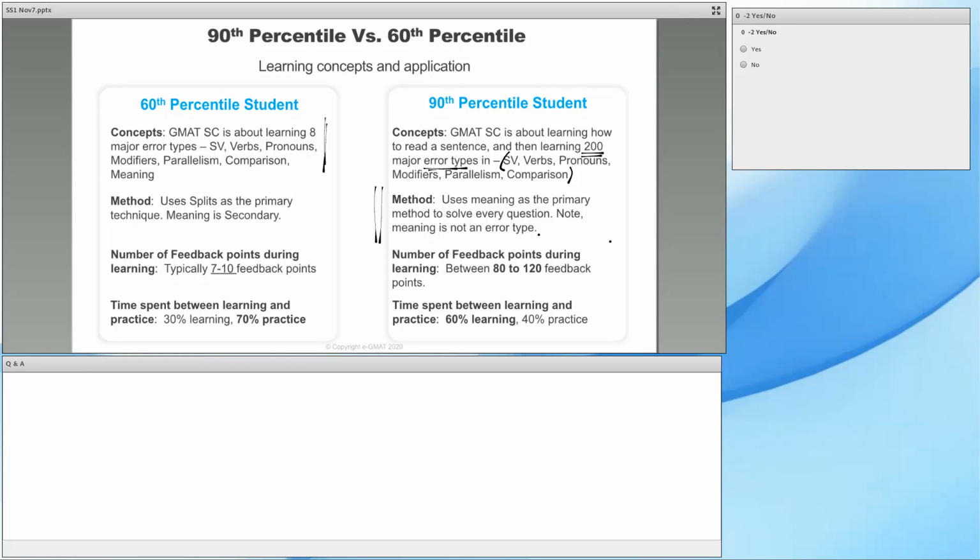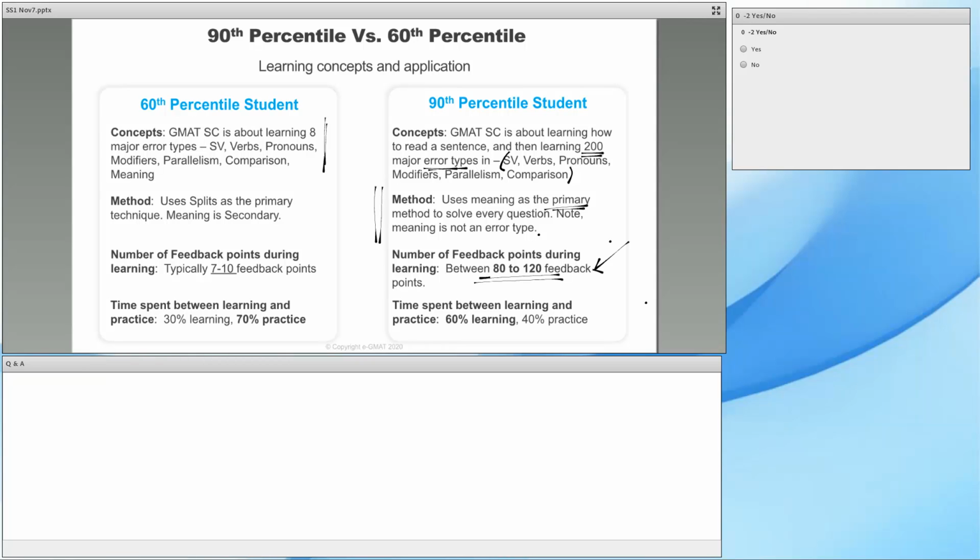A 90th percentile student doesn't look at splits as a primary method. He looks at meaning as a primary method. For him, meaning is not an error type. It's a method to solve questions. While learning concepts and learning application, he gets about 100 feedback points.